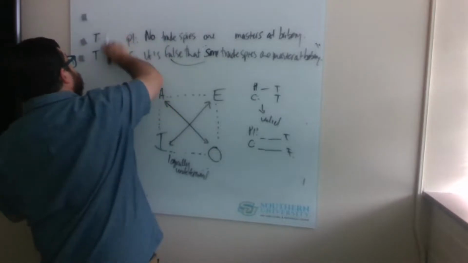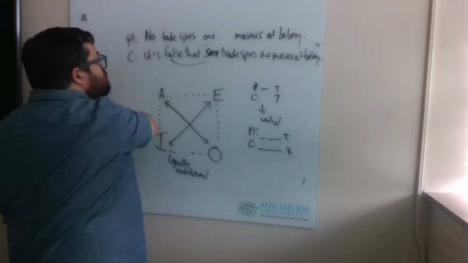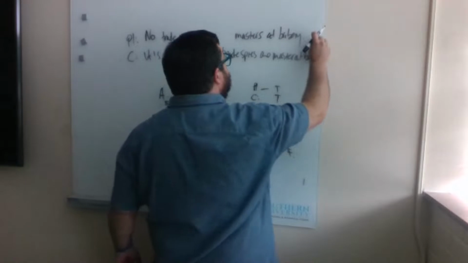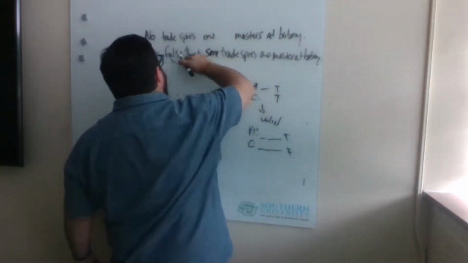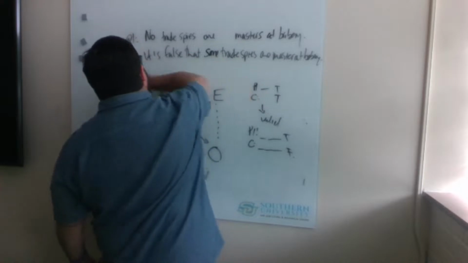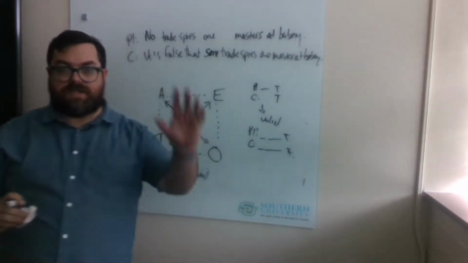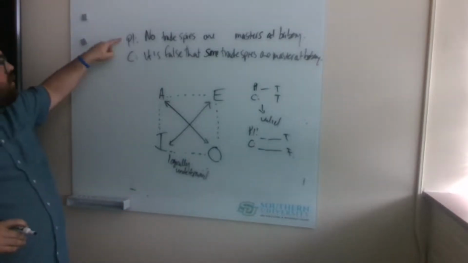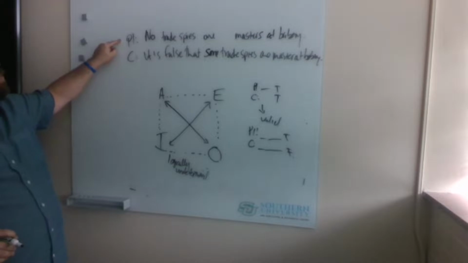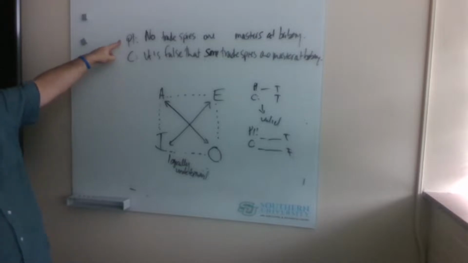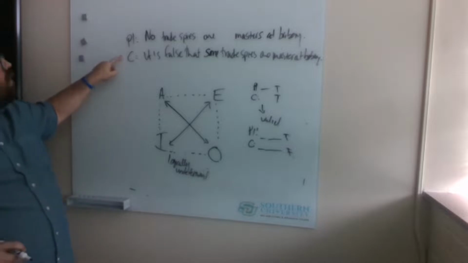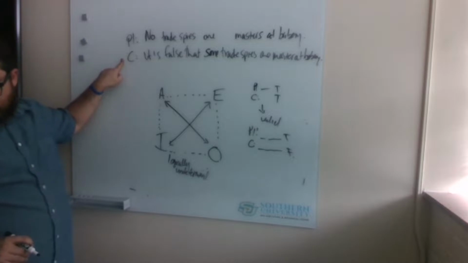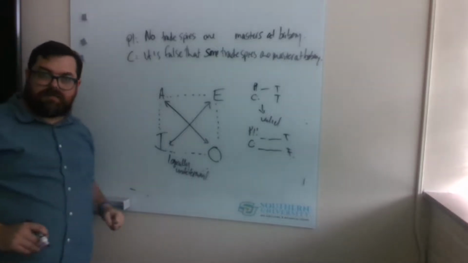I'm just sort of changing it to be something else so that we could do the same thing. All right, so I have changed it a little bit. So here's premise one. Our new statement is no trade spies are masters at bribery, right? And then we have the conclusion: it's false that some trade spies are masters at bribery. So I have changed it slightly.